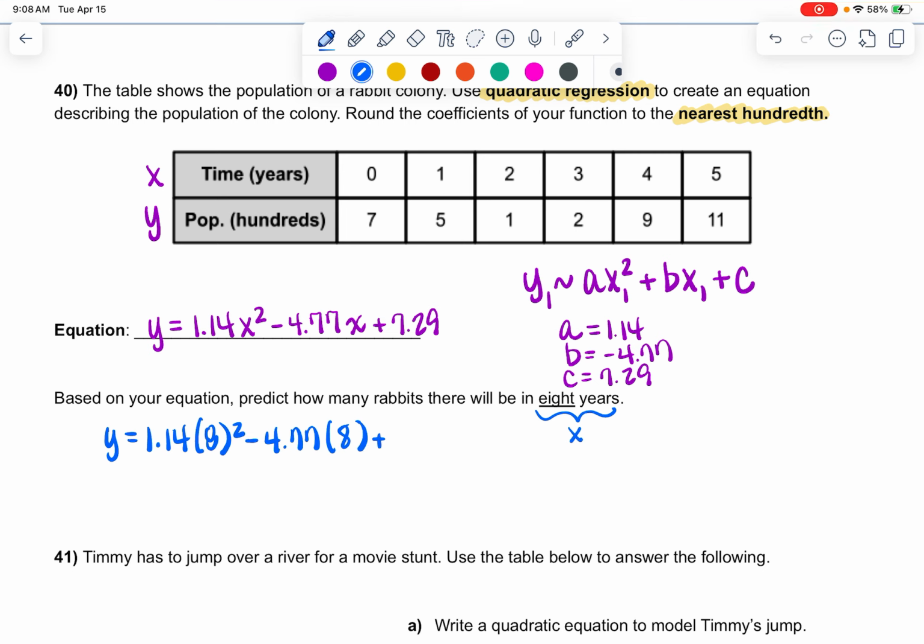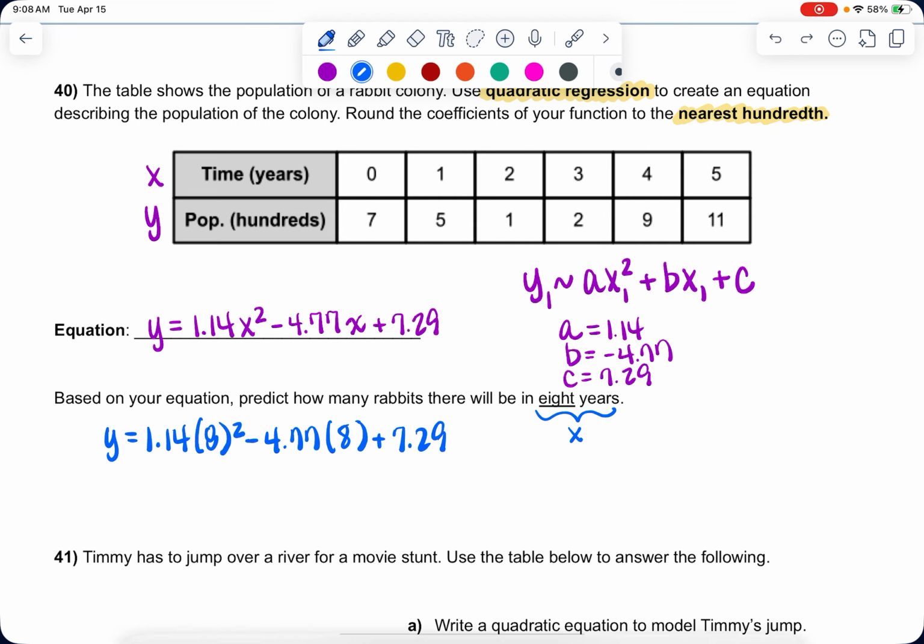Right? This is essentially what that's asking us to do. What is the Y value when X is 8? Now, this is going to give us a little bit of rounding error if we do it this way because of the fact that we rounded everything to the hundredths place. Which is totally fine.